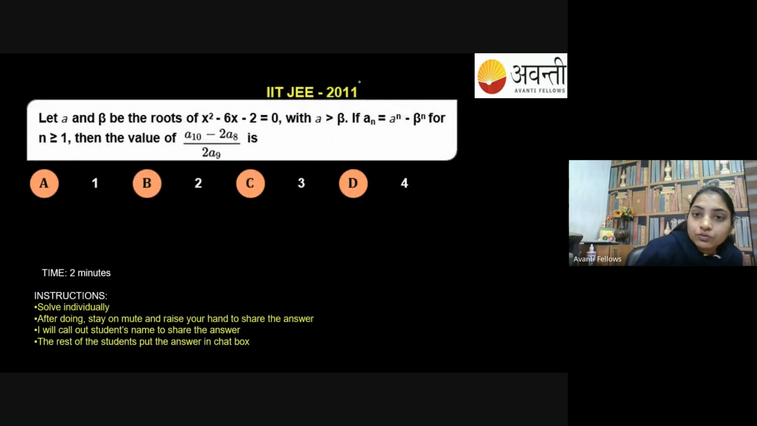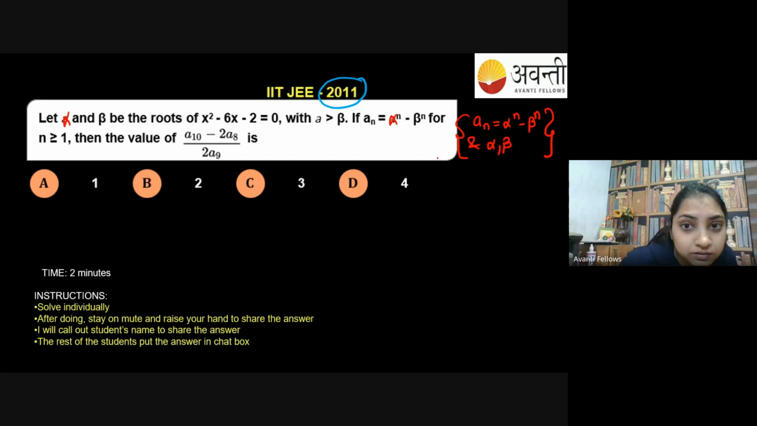It was a question in 2011. Firstly, I will teach you how to implement. Can you see, it is given that A n is alpha raised to power n minus beta raised to power n, and alpha and beta are the roots of the given quadratic equation. Agree? Yes, ma'am. So when these two things come in the question, it means I need to move ahead with Newton's formula.